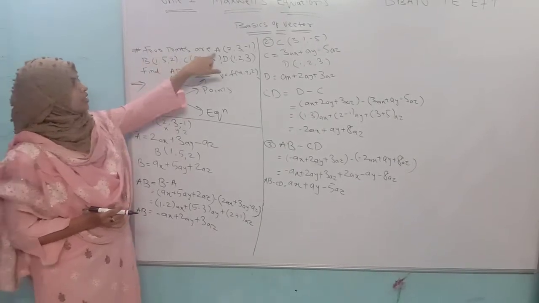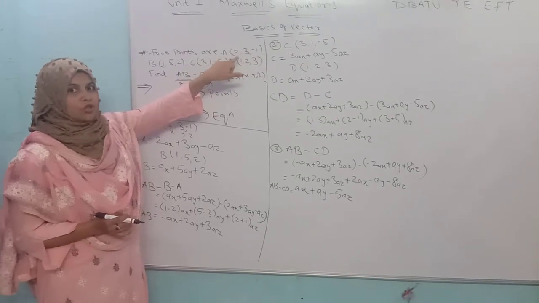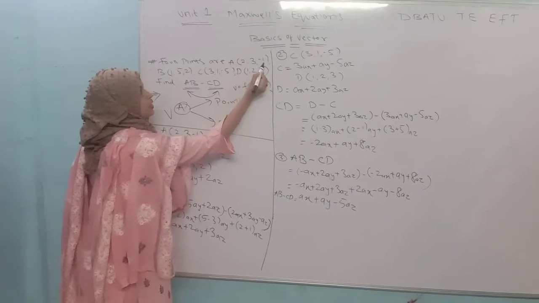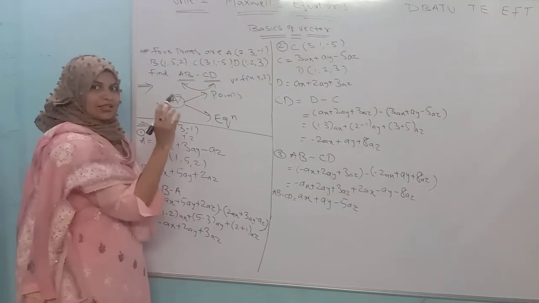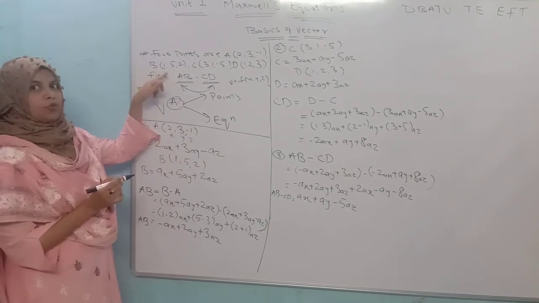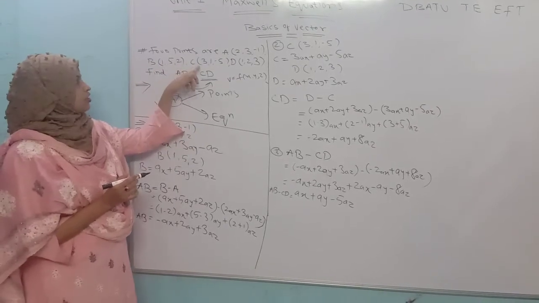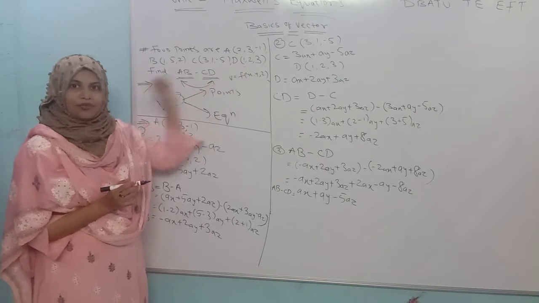What are those 4 points? The 4 points are nothing but A. In the A, these are points, not the equation, that is mentioned in the points. So A is in bracket 2, 3, minus 1. These are the X, Y and Z coordinates. Similarly, the other vector is B, having the points 1, 5 and 2. And C is the other vector 3, 1, minus 5. And the last vector is nothing but D, that is 1, 2 and 3.